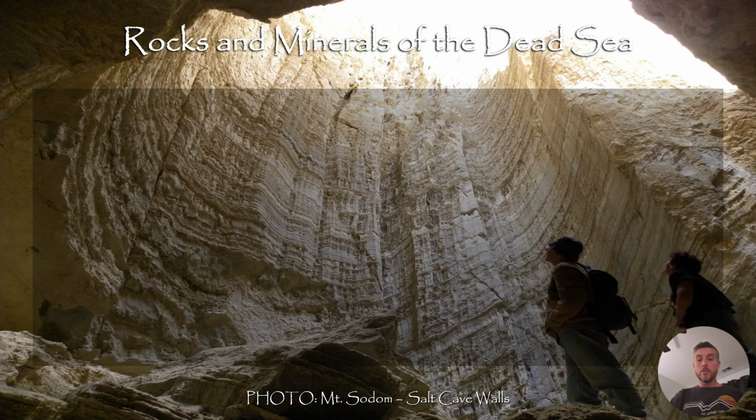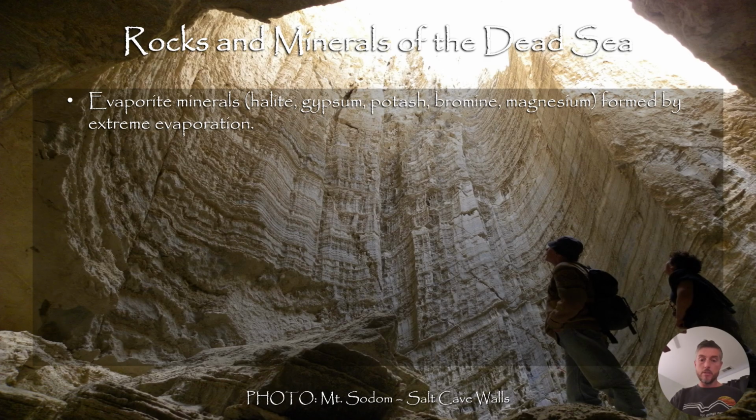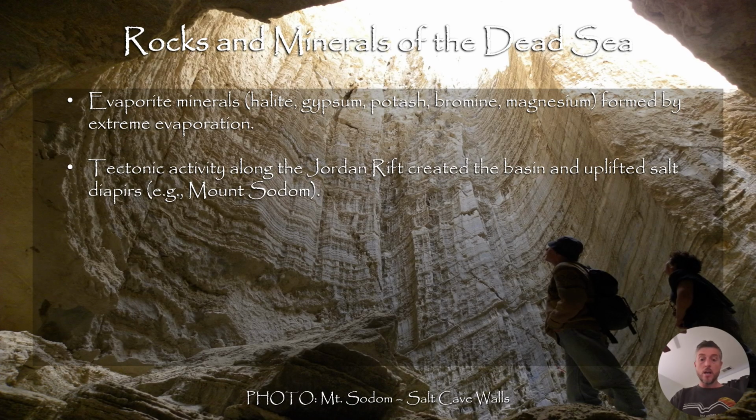So, rocks and minerals of the Dead Sea. This is an actual photo of salt cave walls in the region. This is actually Mount Sodom. It's a diapir. Very interesting. That causes evaporite minerals, halite, gypsum, potash, bromine, magnesium, that form by extreme evaporation. Tectonic activity along the Jordan Rift created the basin and lifted up salt diapirs like Mount Sodom.